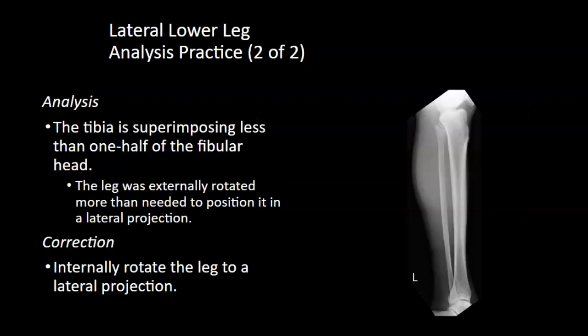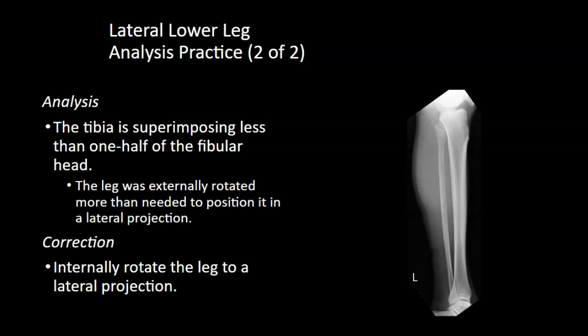In our second practice analysis, we again want to look at, do we have all our anatomic structures? If we do, okay, we're good. So maybe our two-part IR is okay. If not, then we might need to readjust. Then we want to look at the relationship of the tib fib.